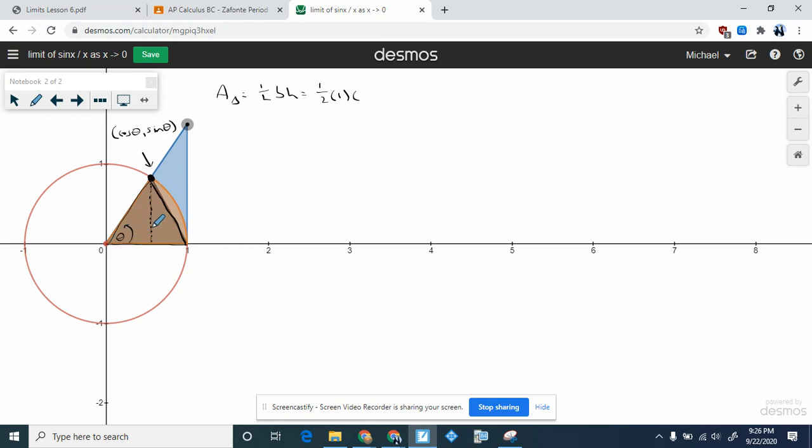Now how does that help me with the height? Think about this: the way you get to this point is you go over some distance, which in this case would be cosine theta, and then you go up some distance, which would be sine theta. So the height of this triangle is sine theta. Then I can simplify this up here, and the area of that small triangle is just 1/2 sine theta. Not too bad.